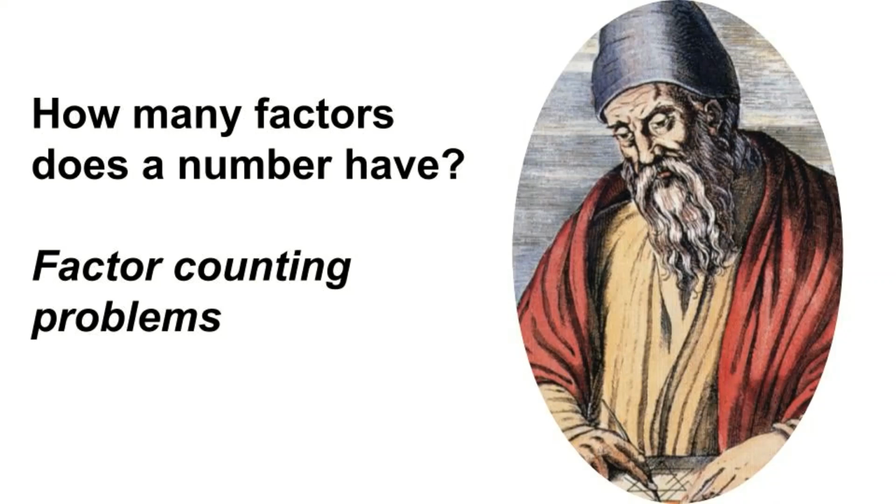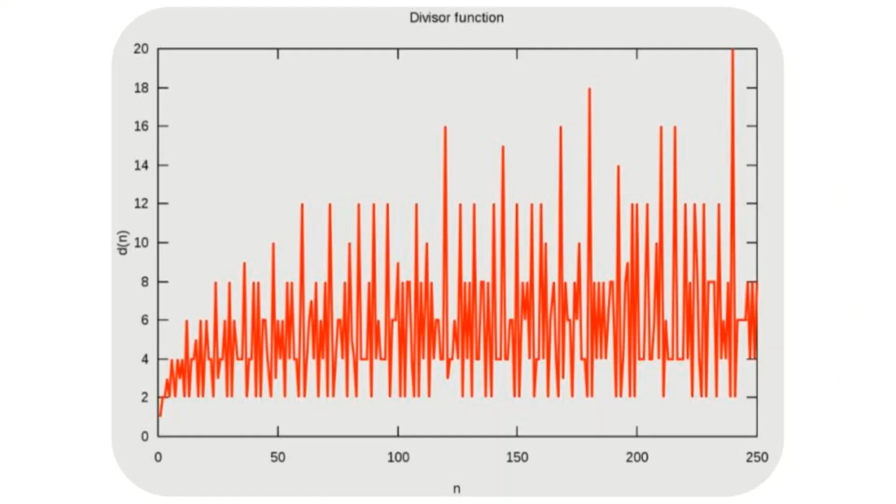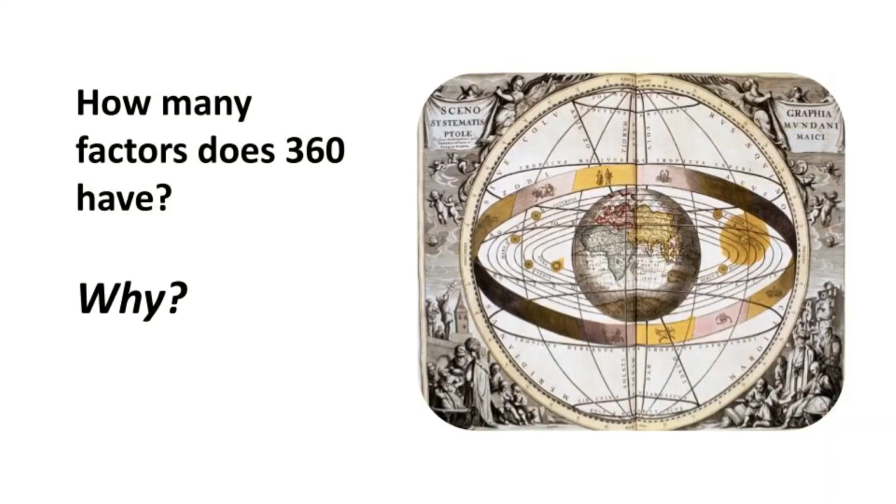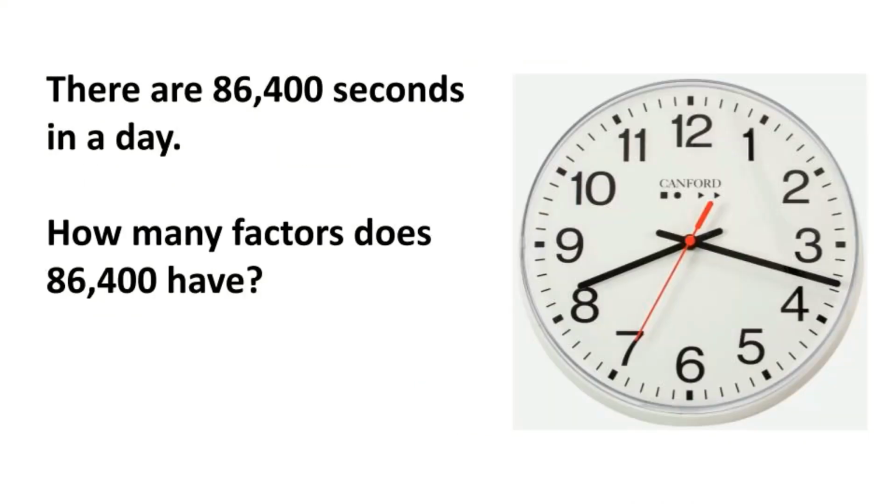In today's video, we're going to be deriving a rule for counting the number of factors that a number has. In the first part of the video, we're going to use a simple example to understand how and why our rule works. But by the end of the video, we're going to apply our new rule to a much larger number and solve quite a tricky problem. Let's get started.